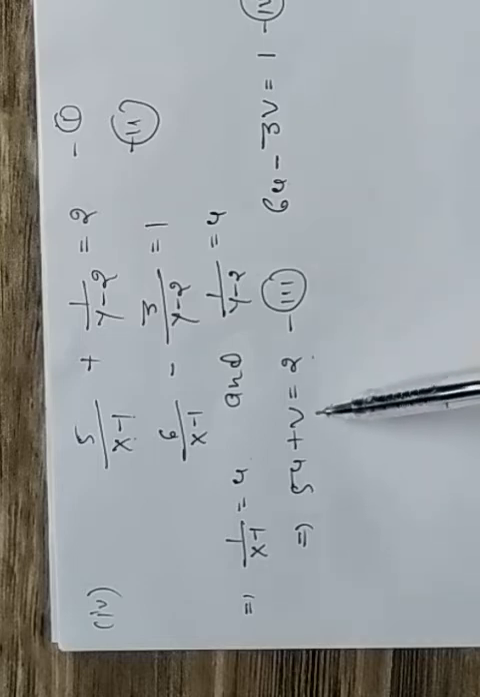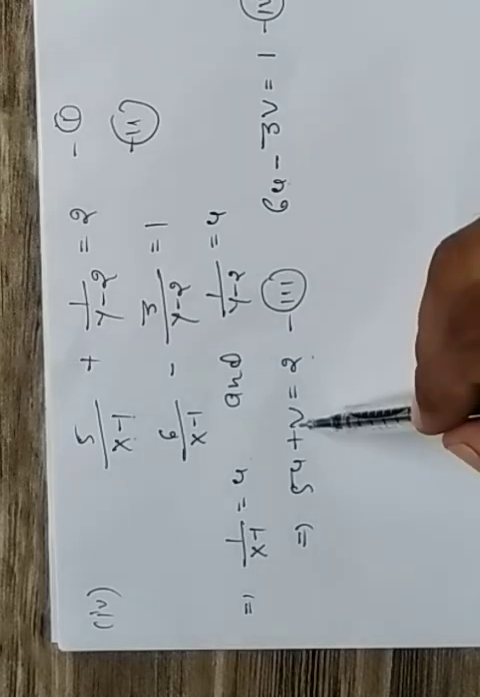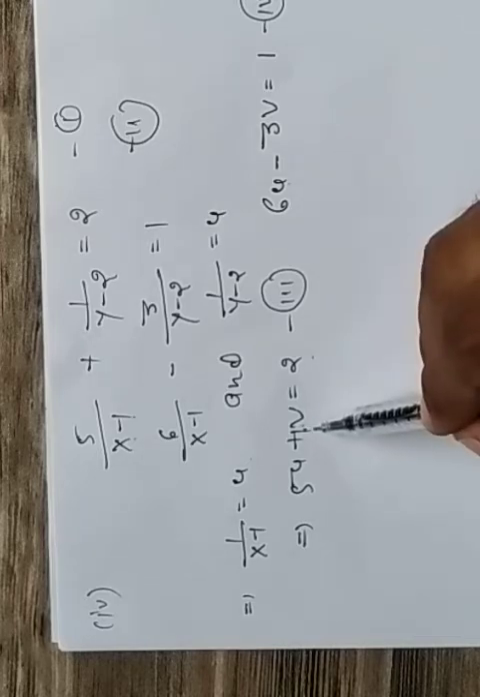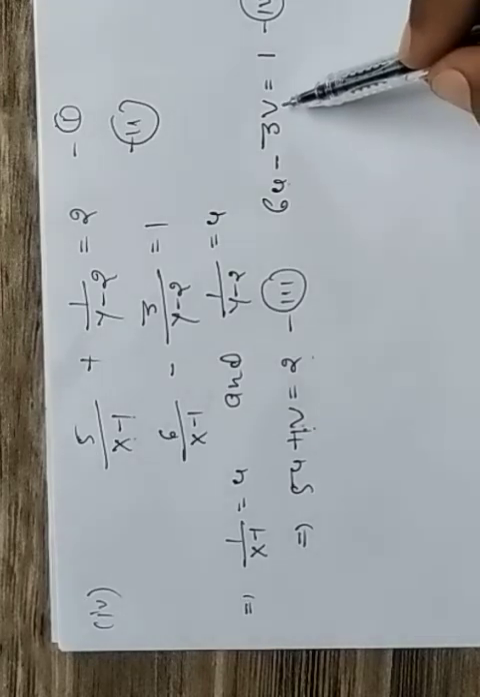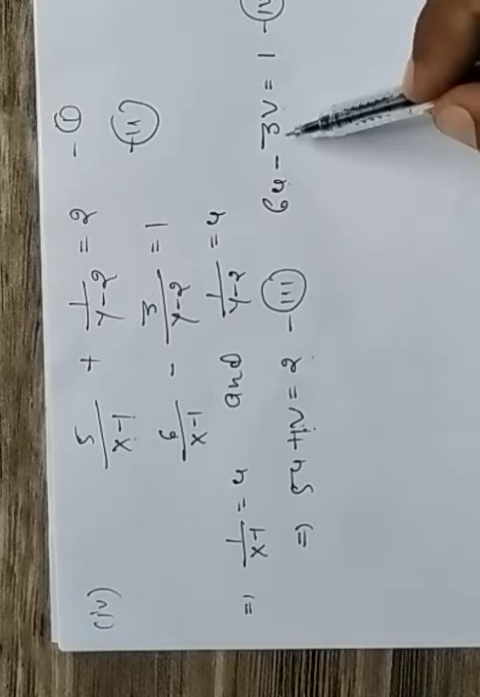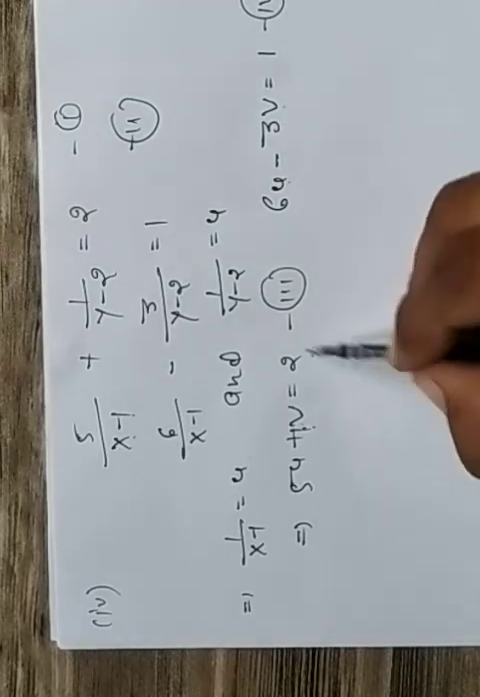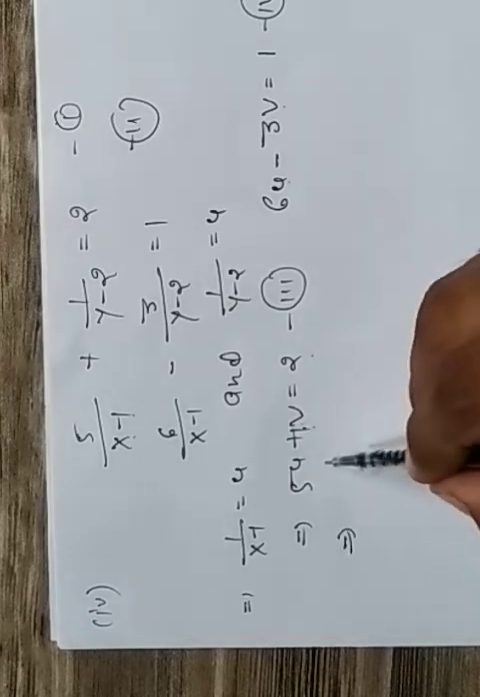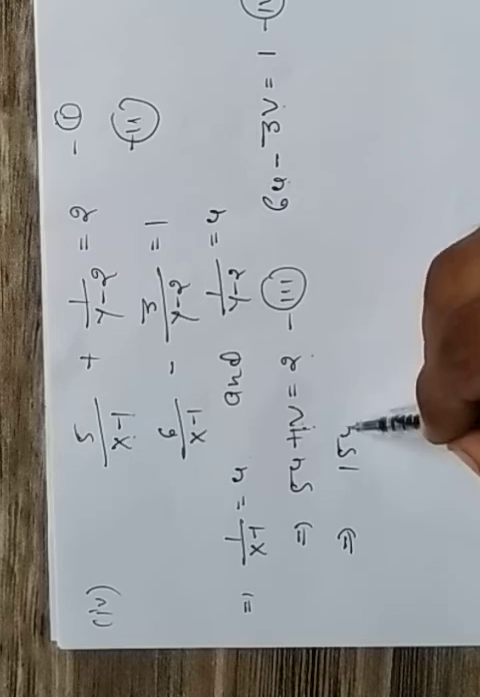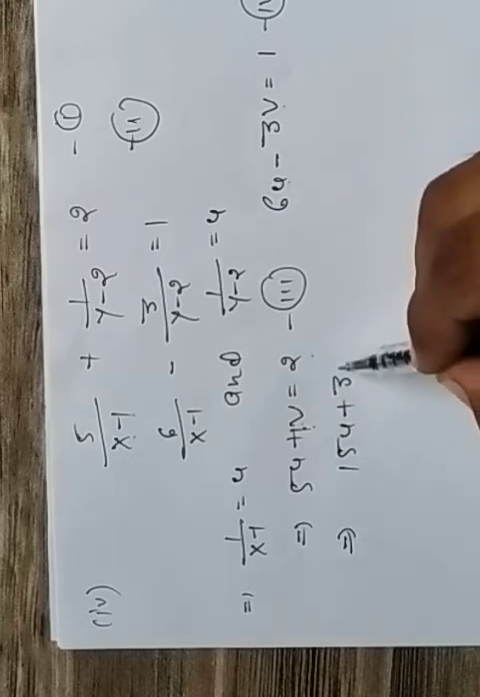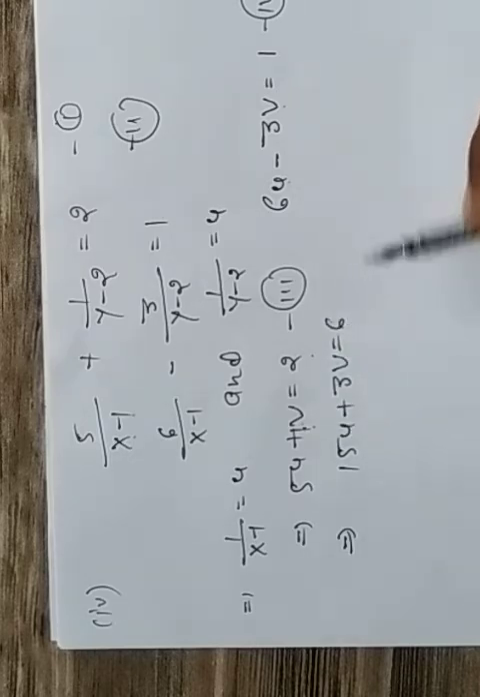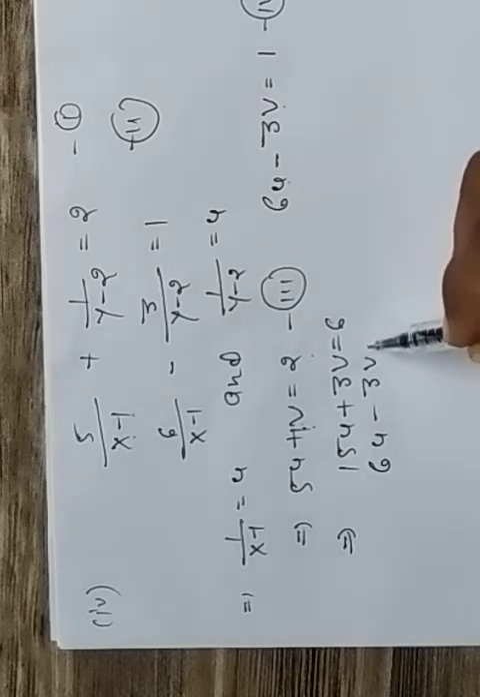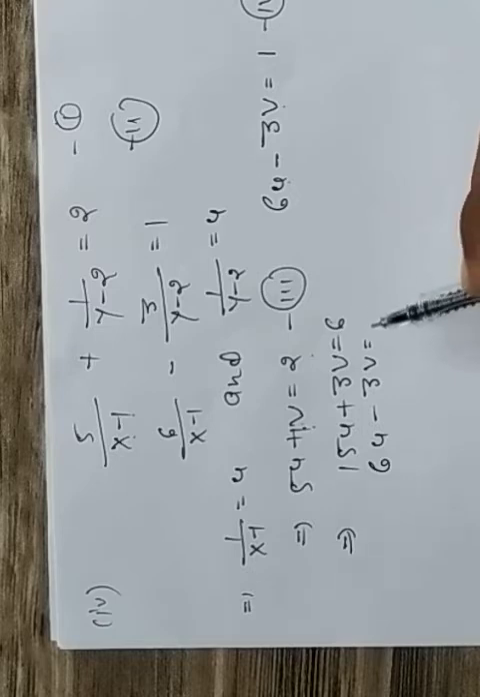So see, we can say the coefficient of v in equation 3 is what? 1. And the coefficient of v in equation 4 is what? Minus 3. So multiply this equation by 3. So when we are multiplying by 3, then see what we are getting: 15u plus 3v is equal to 6, and 6u minus 3v is equal to 1.